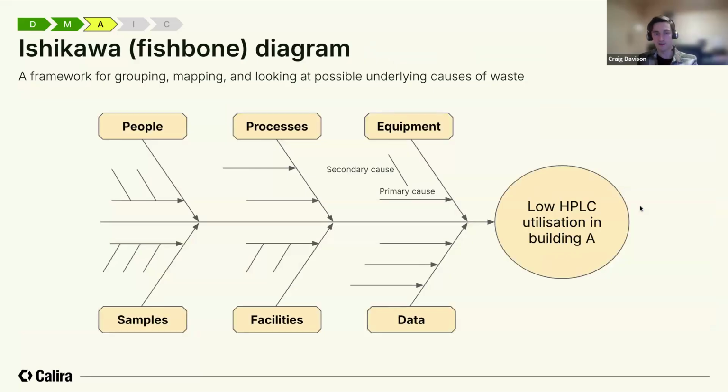Another way to look at this, if you don't love the TIM WOODS example, is to use a simple Ishikawa fishbone diagram. You put the problem on one side, for example, low effective utilization of the shared HPLC systems. Then you brainstorm possible causes around categories like people, processes, equipment, samples, facilities, and data. For example, with the HPLC, their facility lacked sufficient dedicated short-term storage. Their data was challenging to get off the instrument, and the process around equipment booking was chaotic and inefficient. So actually, it wasn't a lack of equipment when they dug into the issue.